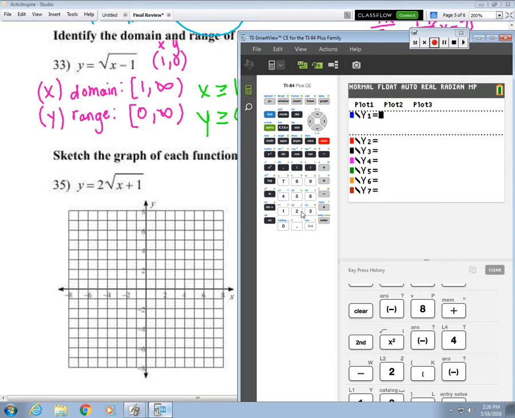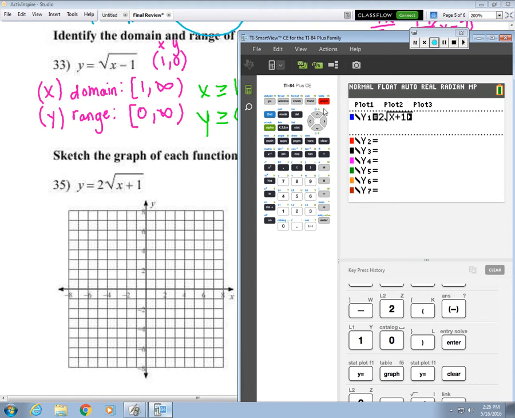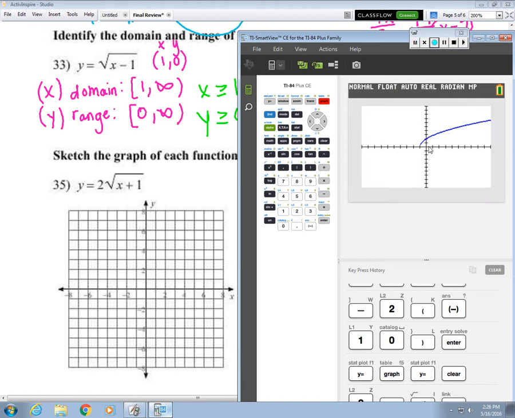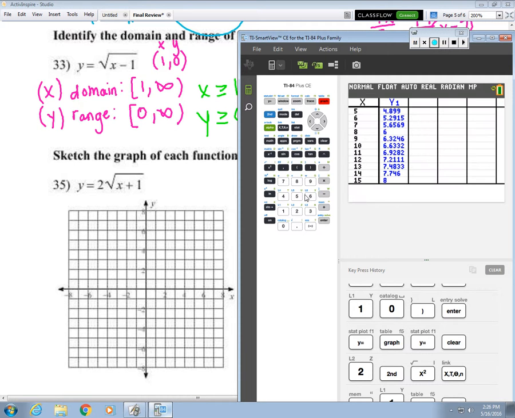So 2 square roots of x plus 1. Okay, see how the graph started out at -1, 0 because it got shifted left 1? Now to get some points to plot over here so that we can do our sketch, what do? Well, what's an easier, faster way? Second table. And then that gets you a lot of points.